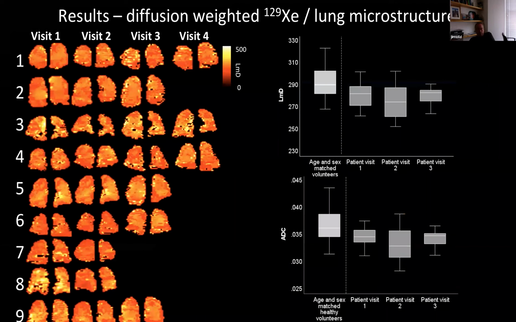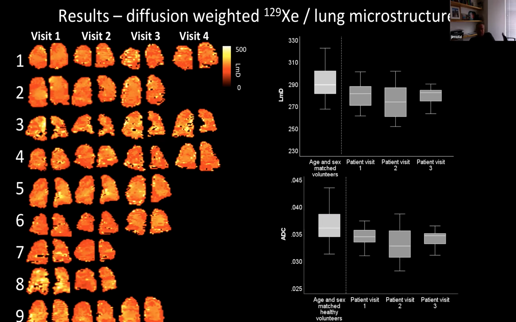Moving on to the diffusion weighted imaging. This is looking at the microstructural data and how the mean linear intercept changes with time. Here we've got age and sex matched healthy normal ranges for both the mean linear intercept, which is the estimate of mean airway dimension in micrometers, and then the actual apparent diffusion coefficient of the gas. Those are the two quantitative measures we can use to quantify the microstructure, the diffusion within the airways. And we see no significant change with time in any of the patients.